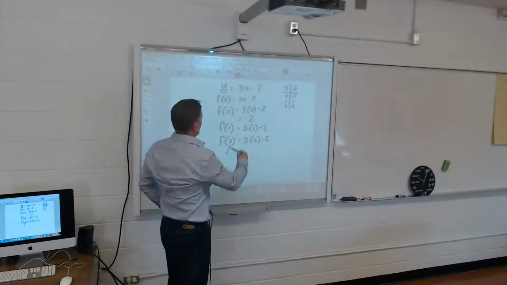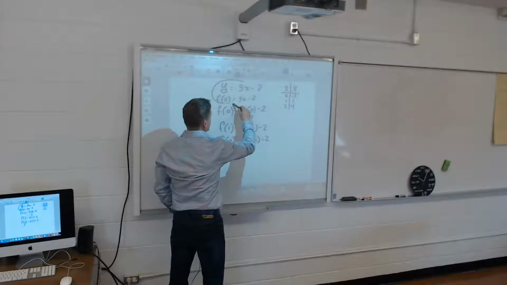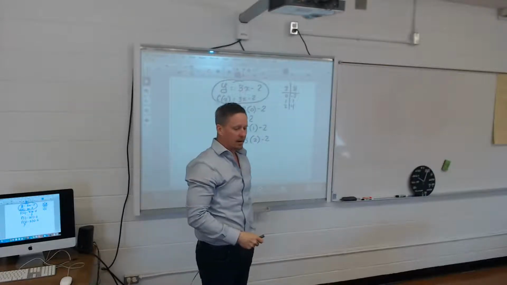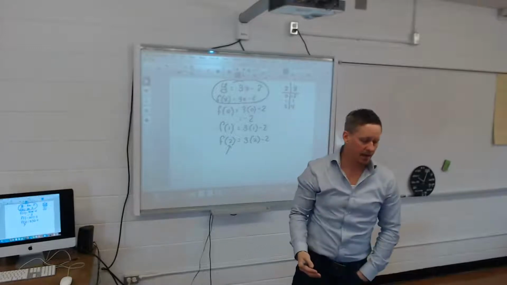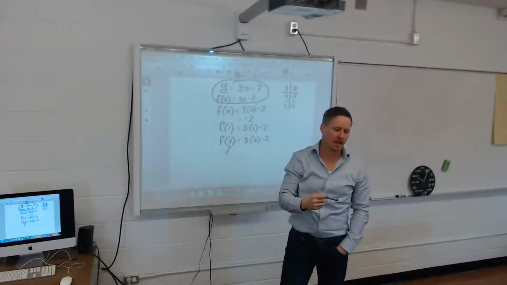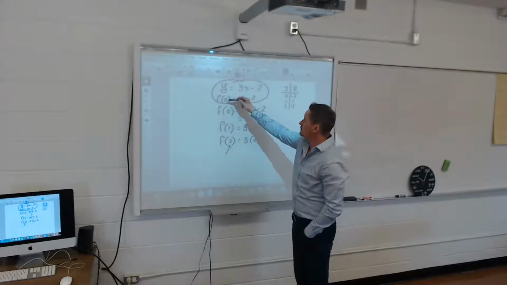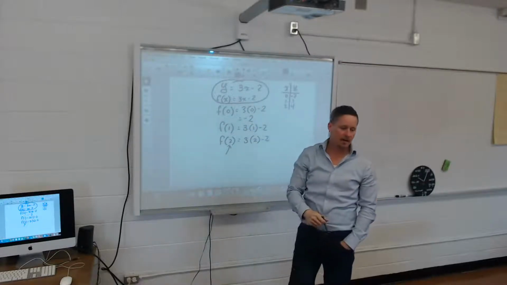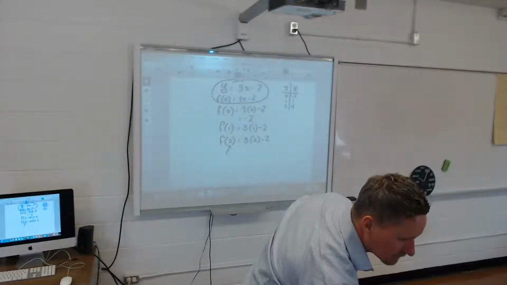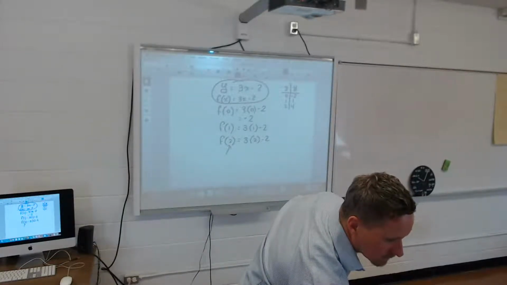So y equals 3x minus 2 and f of x equals 3x minus 2 mean exactly the same thing. The only thing that the f of x does is tell us that it's actually a function, meaning it passes the vertical line test. All right? Okay.